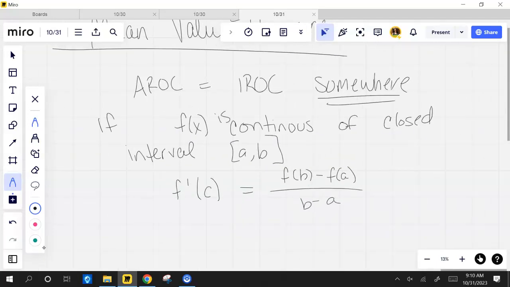f of x has to be continuous. Oh, that should say on closed interval. Say again?